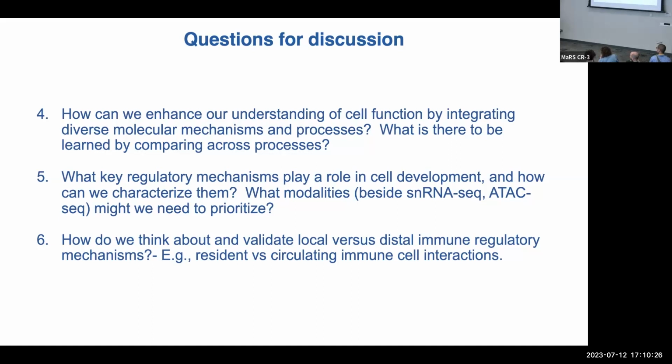Let's do one question from the Zoom audience and then one last question here, and then we'll probably have to close. So a question from Sri Devi related to integrating diverse processes. What about morphology and input and output connectivity as key descriptors of neuronal function? Can gene expression inform specific morphological features?